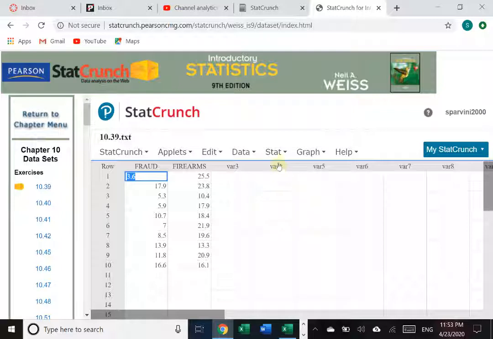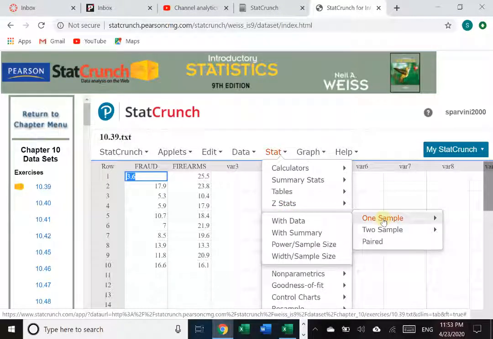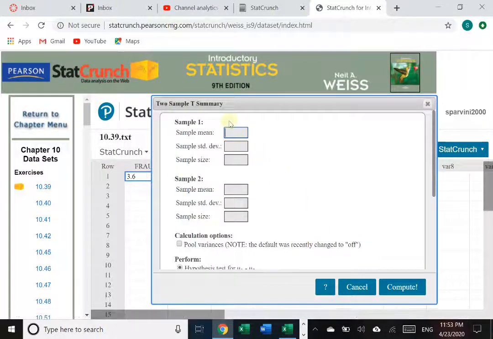So here's how we do this. You go to Stat, and then we go down to T Stats. And this time we have two samples. Remember, one sample is for chapter 9. So we have two samples now. On our two sample, I'm going to put with summary. So our sample 1, remember, this is the sample for the fraud group. The sample mean for fraud, that was x bar 1, was 10. Let me hook up my keyboard here. Okay, so our sample mean is 10. The sample standard deviation was 4.9.